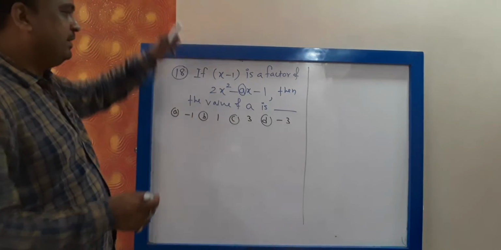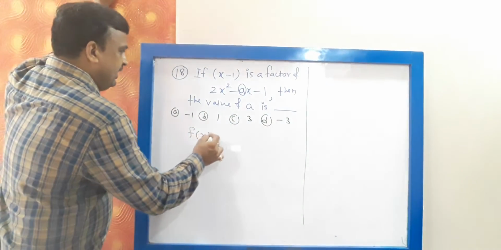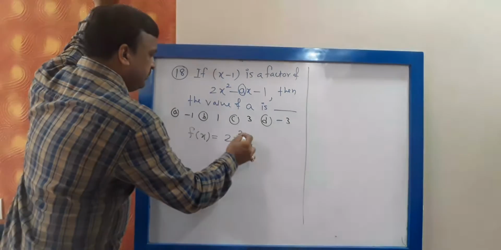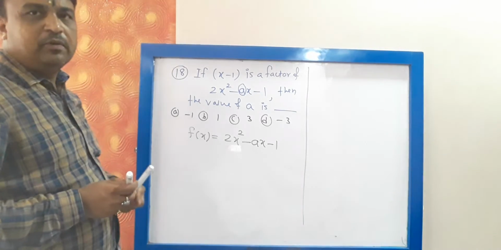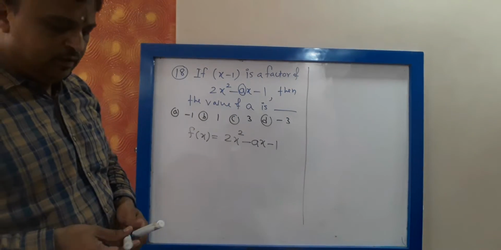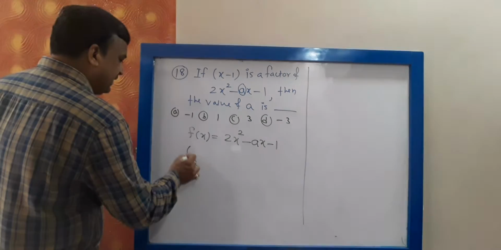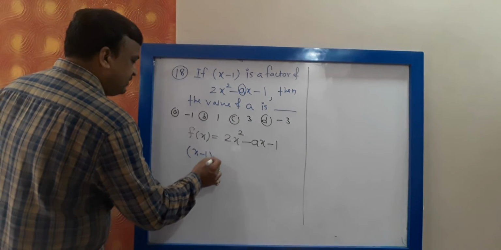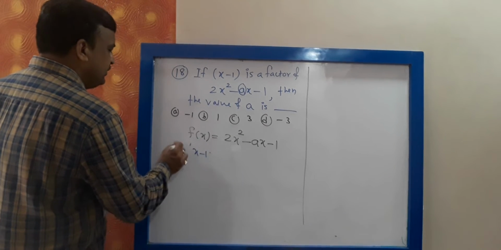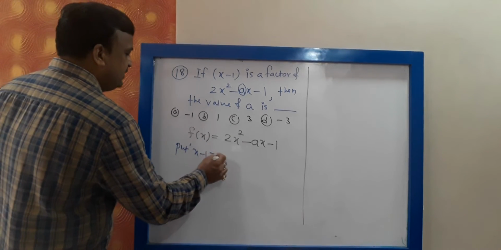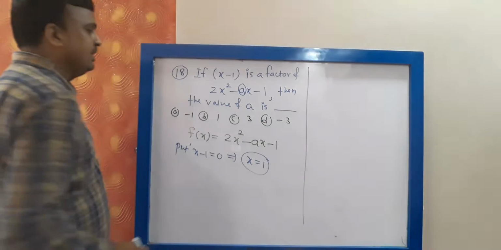You are given a polynomial. I will take the polynomial f of x as 2x square minus ax minus 1. Now x minus 1 is a factor. So put x minus 1 equal to 0. You will get x is equal to 1.